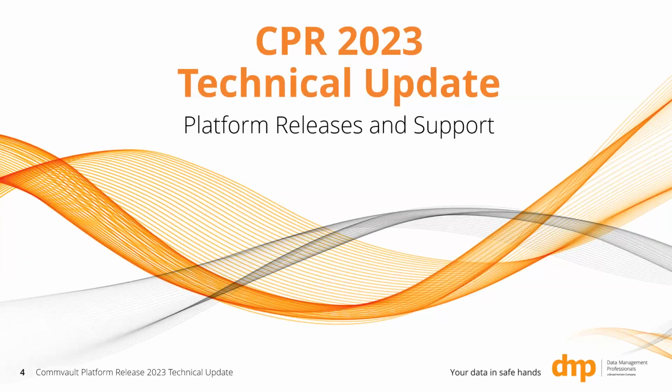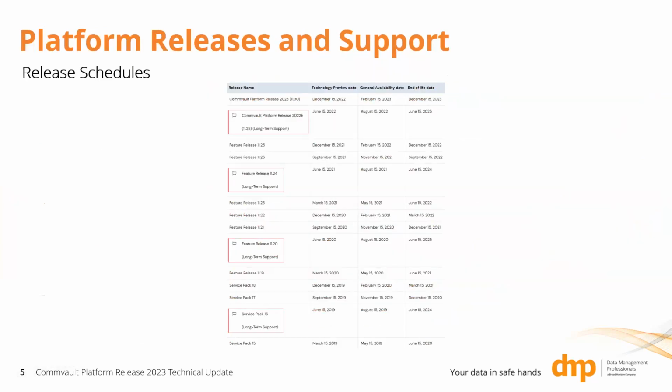So, platform releases and support. This is CPR, Commvault Platform Release 2023, aka Feature Release 11.30. That's still the internal name used by Commvault, but in the open, it's now called Commvault Platform Release. It's still in technical preview. It will go GA next week, February 15th.